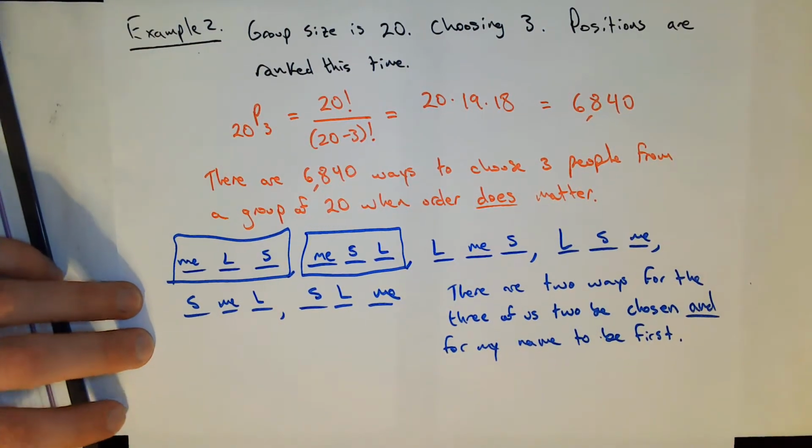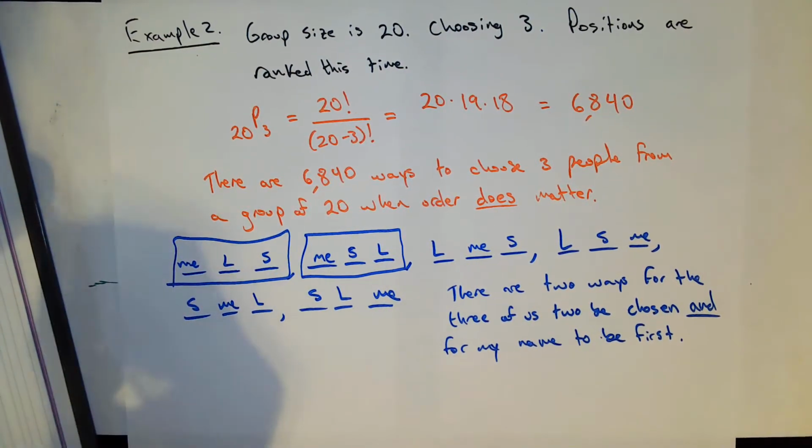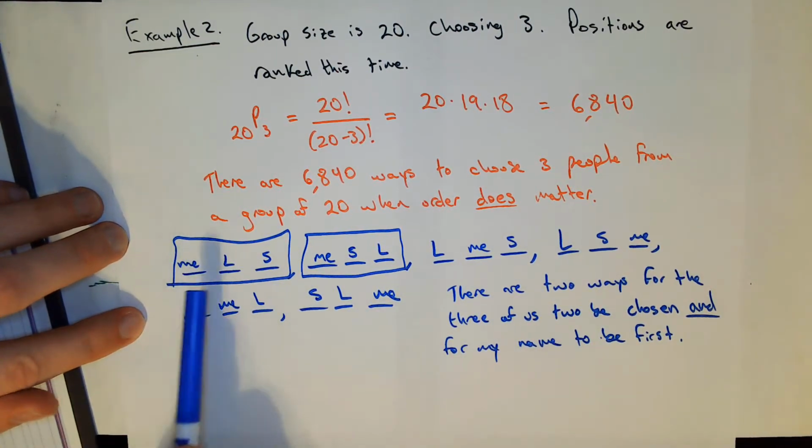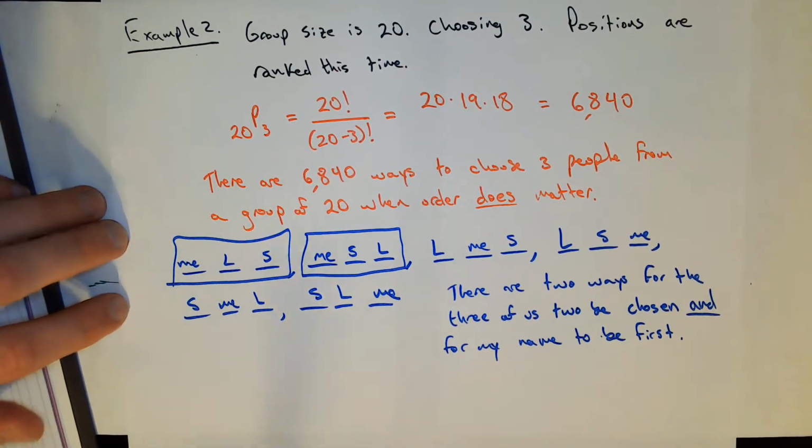There are 2 ways for the 3 of us to be chosen and for my name to be first. Because there are 6 ways for us to be chosen, but I want my name first, so there's only 2 ways for that to happen.